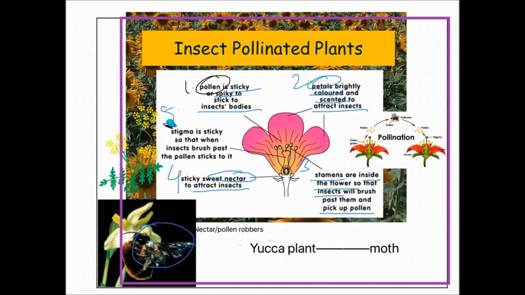And fifth one, the stigma will be sticky in nature so that when an insect brushes past, the pollen sticks to it easily. So there are these features: pollen will be sticky in nature, petals will be brightly colored and scented so that they can attract the insects, stamen will be inside the flower, it will have nectars to attract the insects, and stigma will be sticky so that the pollen can stick to it.